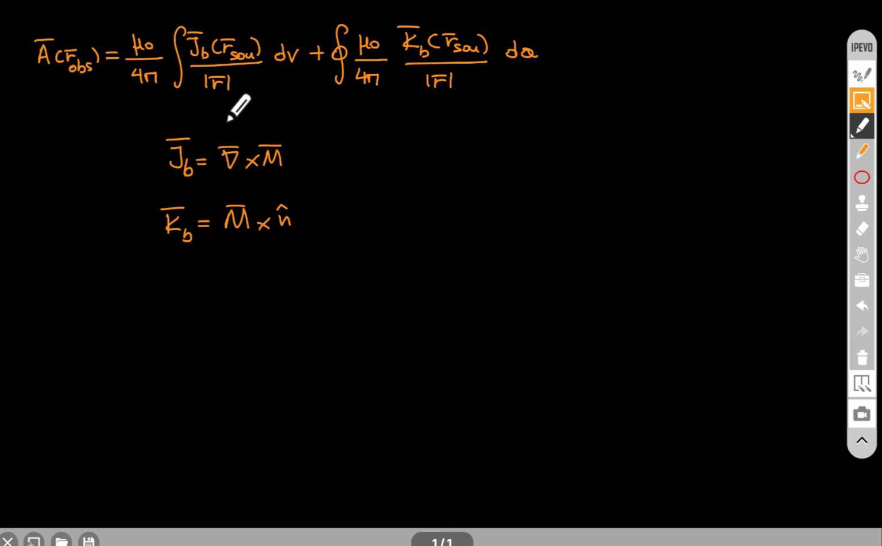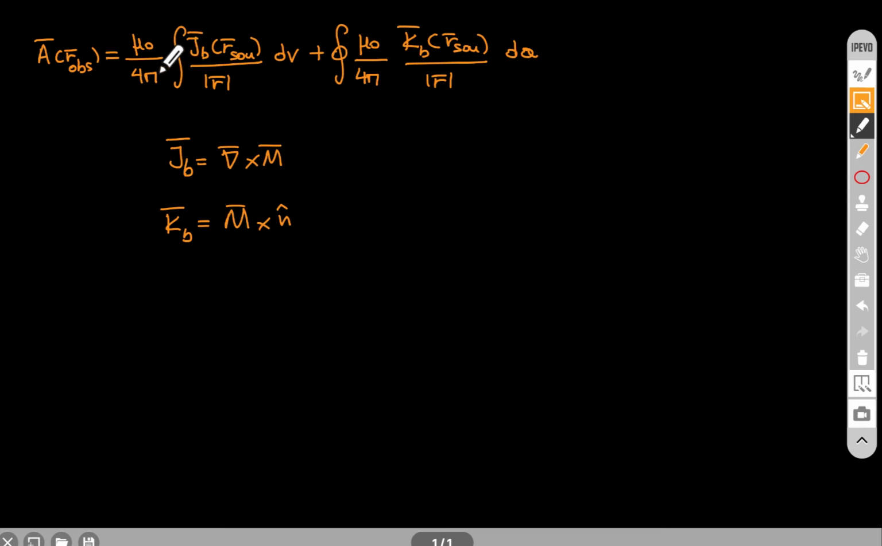In this video, I will focus on discussing the bound volume and surface currents in relationship with the magnetic vector potential. Now, to find the magnetic vector potential as a function of the observation location, when I say R_obs, this is where you want to find your magnetic vector potential. One way to do the calculation is by using this volume integral and the closed surface integral.